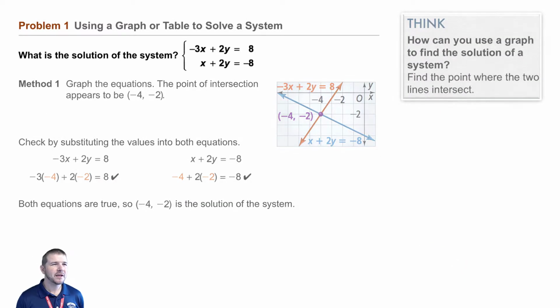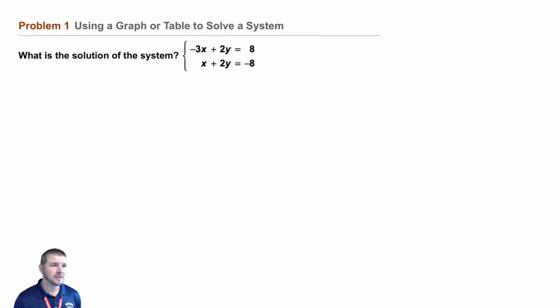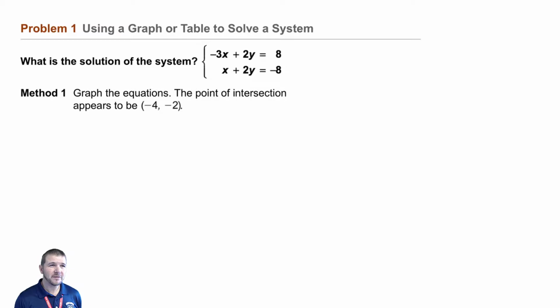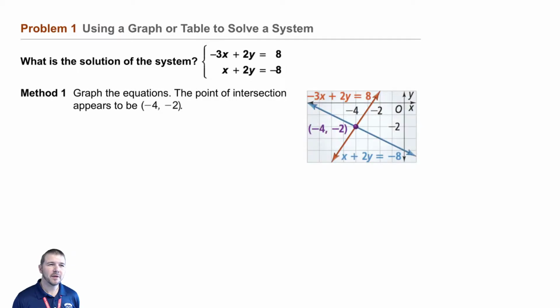Problem 1. Using a graph or table to solve a system. What is the solution of the system? We're given two equations: negative 3x plus 2y equals 8, and x plus 2y equals negative 8. We're going to work through two methods. The first is graphing. Method 1, graph the equations. The point of intersection appears to be negative 4, negative 2 when we look at the graph on the right. So that would be the point in common between those two lines, or their point of intersection.